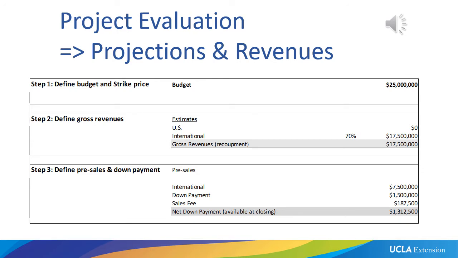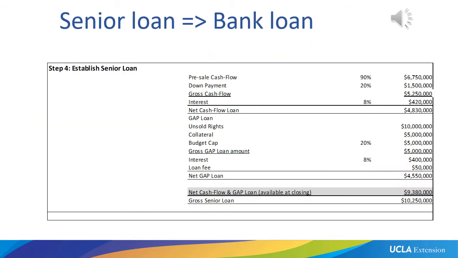And our sales agent did not defer any sales fees, so that means the sales fees are due on the down payment. So we're deducting $187,500, which leaves us with $1,312,500 that we will be later adding to our finance plan. So let's take a look at our senior loan. What does the bank loan look like?